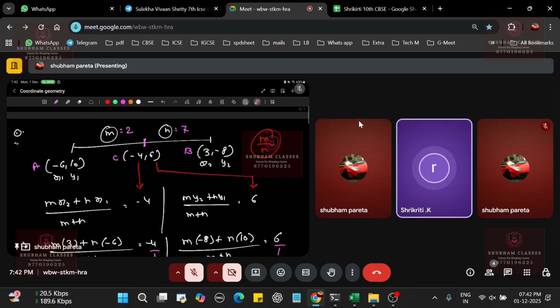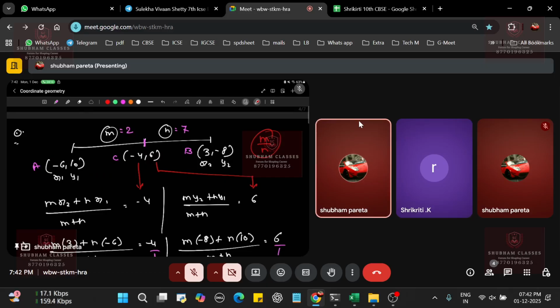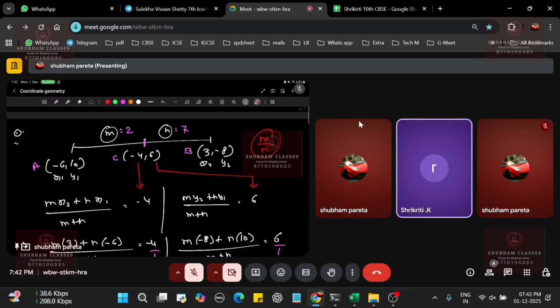Sir, we can use M1 or M2 also, right? In place of m and n, we can use m1 or m2. Mm-hmm. Okay, sir.